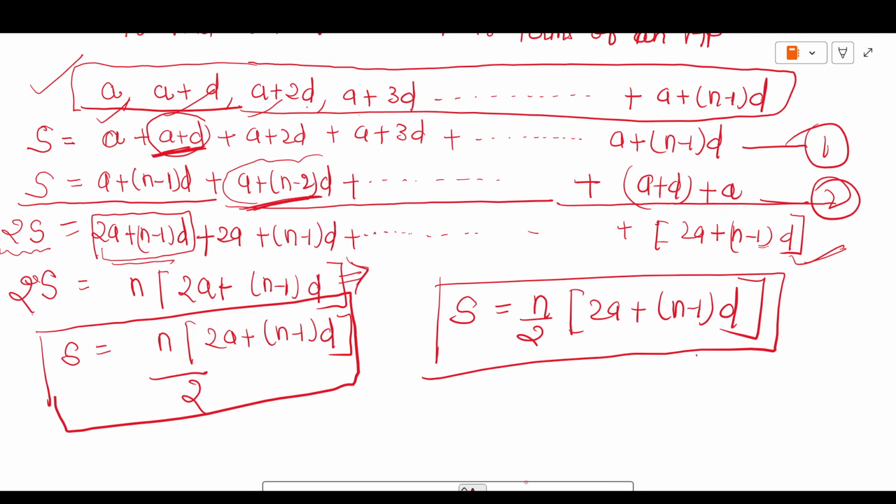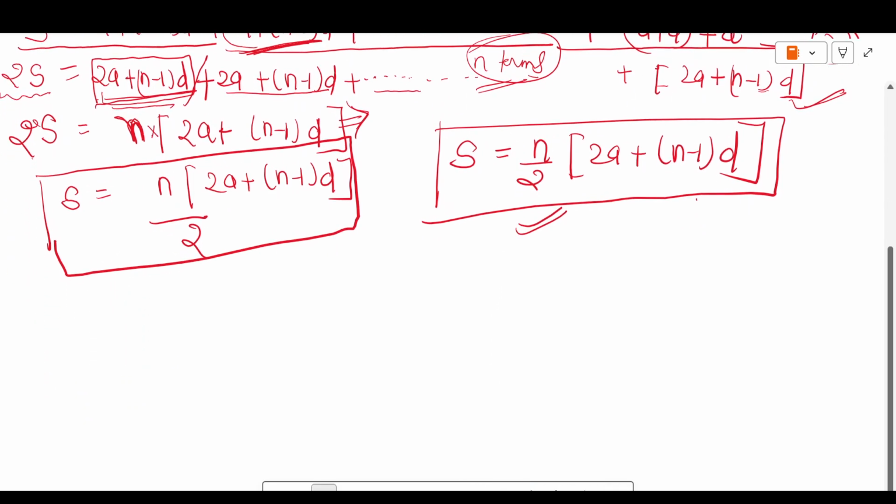So according to Gauss, total terms into the first term. And here the same term, 2a plus (n minus 1) into d, 2a plus (n minus 1) into d, and so on, going up to n terms. So we simply multiply, and into this we get this, and you just divide by 2. So here is the formula for the sum of the first n terms of an AP, right?